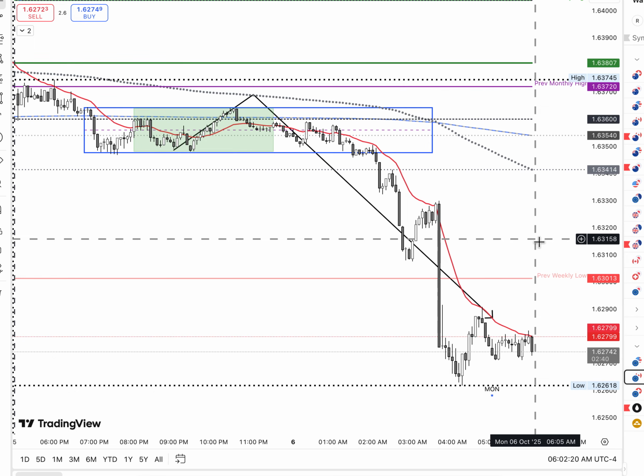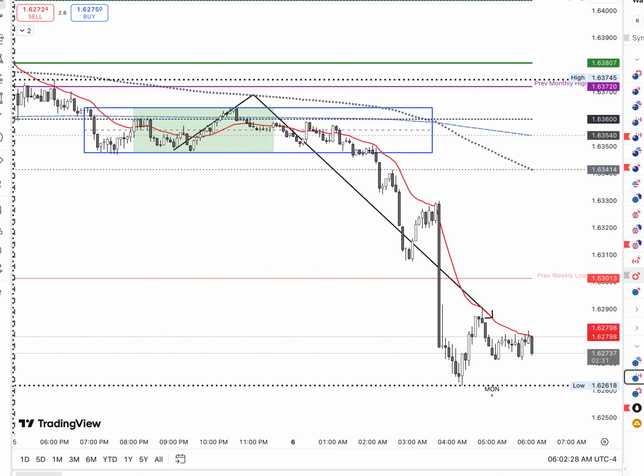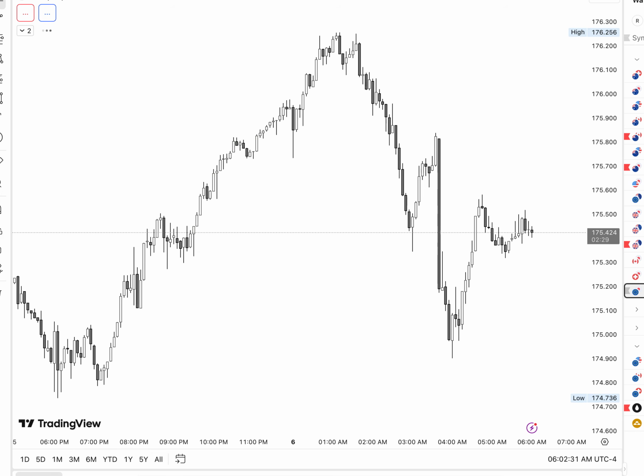How good can we get? That is the question. Look for setups that are easy to execute and focus on them. Now, you all know the Euro JPY.